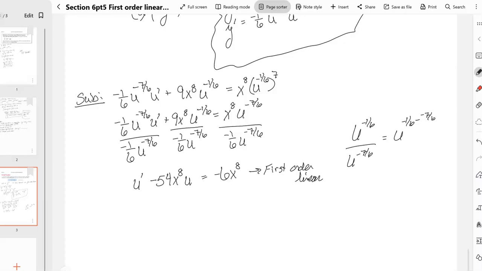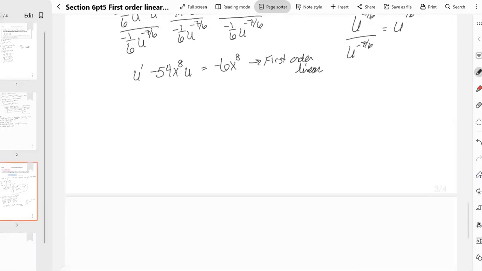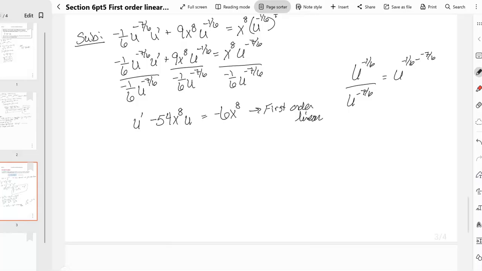So now we're going to apply our technique. Remember, with our technique, we found the integrating factor: e to the integral of p of x. My p of x is negative 54 x to the 8th dx. I'm going to add 1 to the exponent and simplify. Negative 54 over 9 is a negative 6. So this is e to the negative 6 x to the 9th.